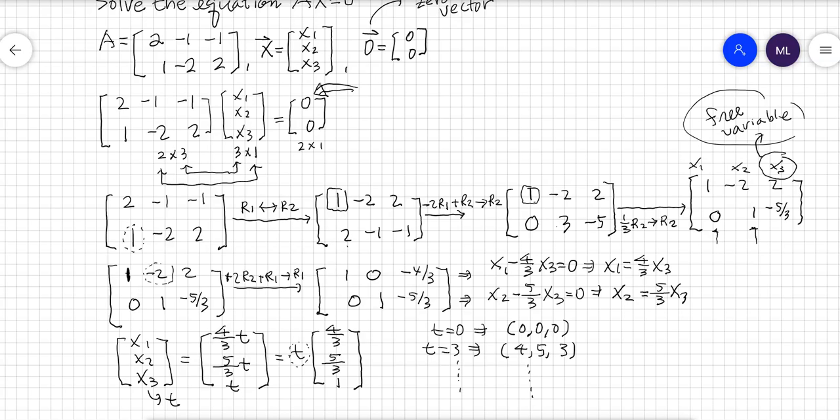Okay. So now again, you can write this as the solution. If you don't want this fraction, it will be the same as t over 3 times 4, 5, and 3. Okay, so the same answer. I just want this to be integers. Okay, so that will be the solution. I don't know what solution the textbook gave you, but either one is fine. Okay. All right.